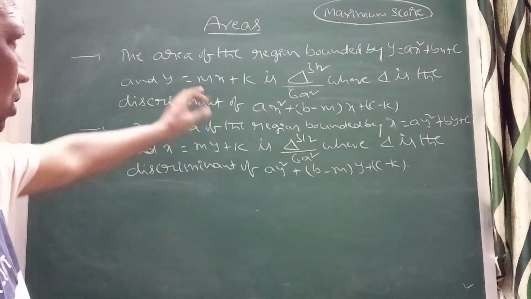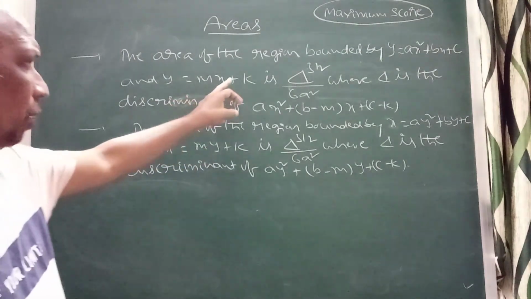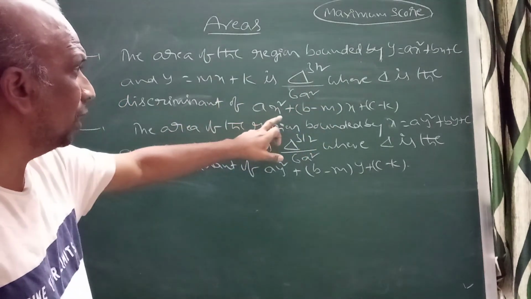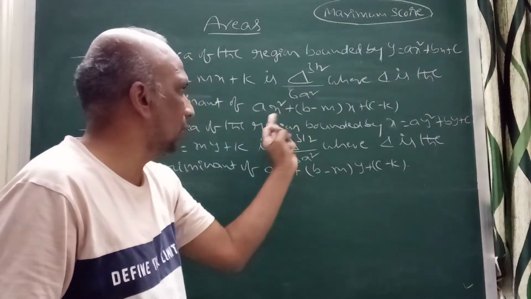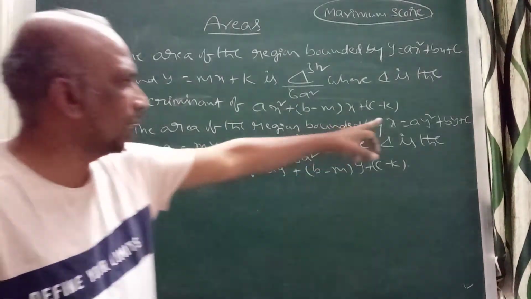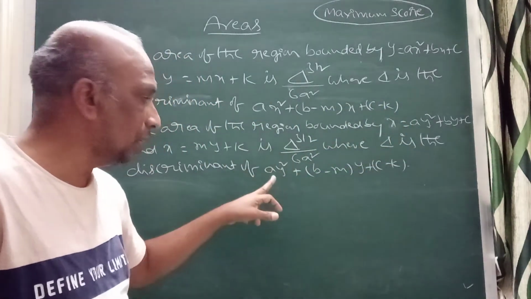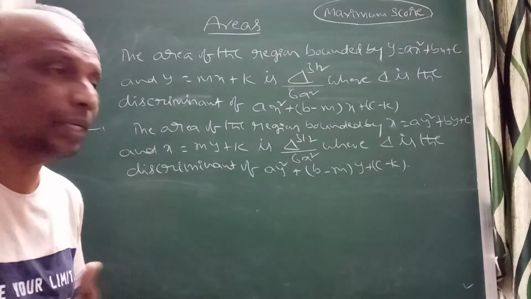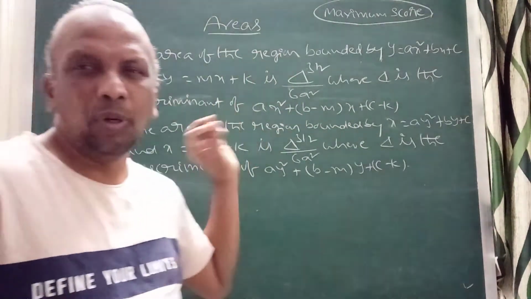These are a few more points. Here the region bounded by the parabola y equal to ax square plus bx plus c and y equal to mx plus k is delta power 3 by 2 by 6a square. The delta is the discriminant of ax square plus (b minus m) into x plus (c minus k). From these two equations, you will get this equation and find the discriminant. Similarly, if it is x equal to my plus k and x equal to ay square plus by plus c, combining these two equations, you get this equation. The discriminant of this is delta, then the area will be delta power 3 by 2 by 6a square. When the problem is related to a parabola and the line y equal to mx plus c or x equal to my plus k, you can follow this formula.